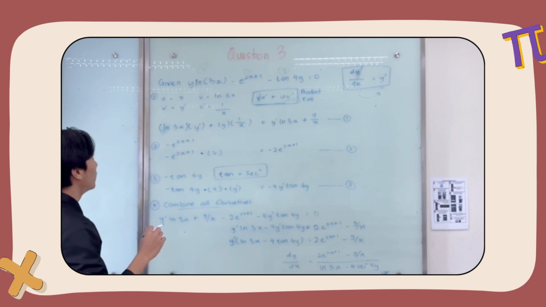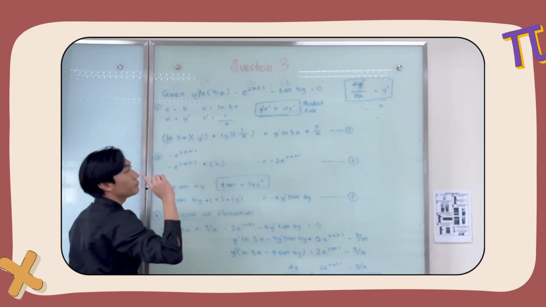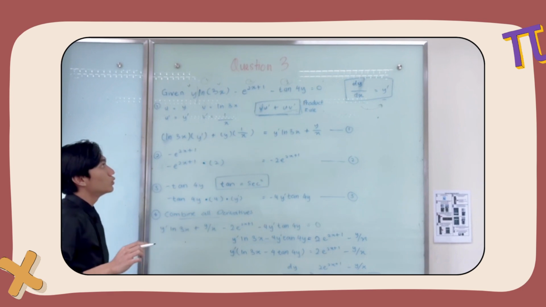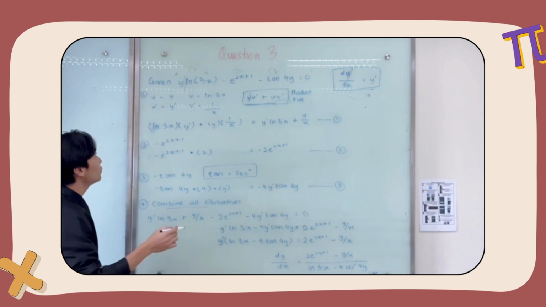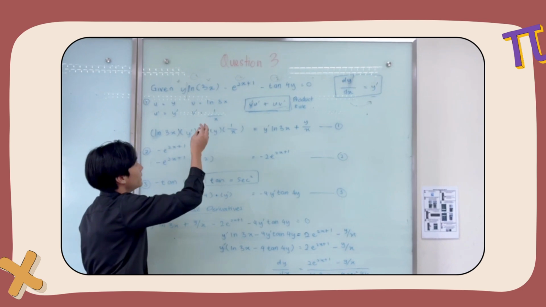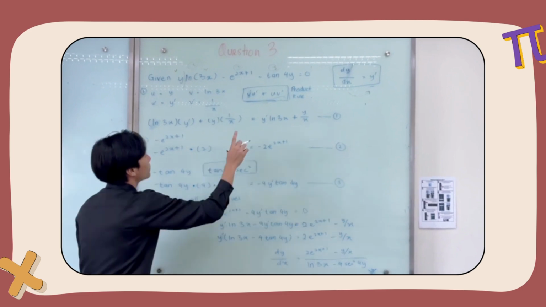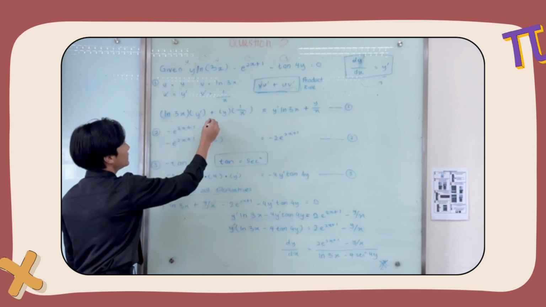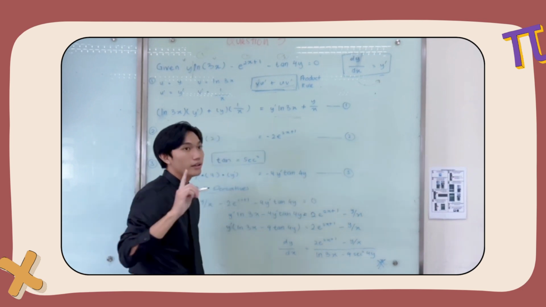For the first term, y log 3x, there are two functions in the one term. We represent y as u and log 3x as v, so there is a product rule formula. We represent u equal to y, u prime equal to y prime. For v, log 3x, v prime is 1 over x. We just substitute the values into the product rule formula, multiply and add, and we get the answer for the first term.